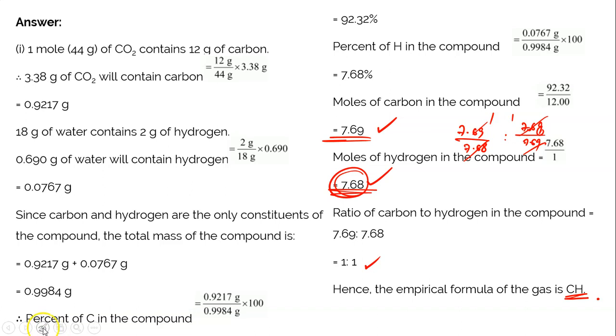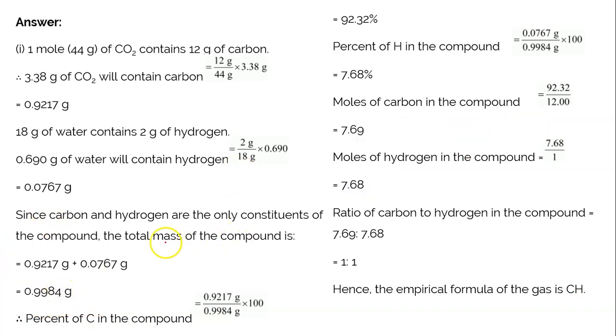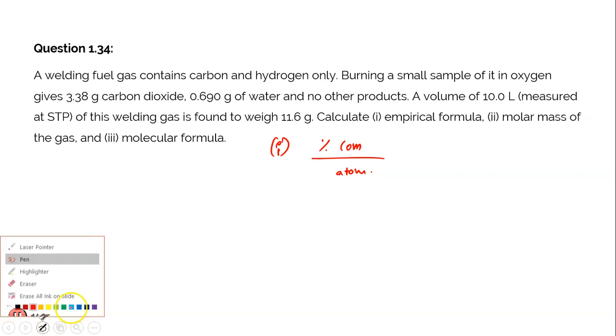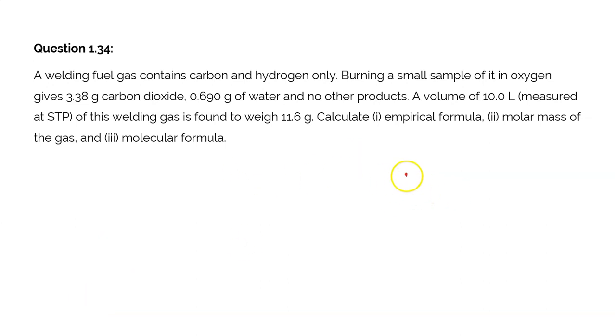CH is the empirical formula. So this is how we solve the question. I hope you have understood this, but in case you are stuck, let me quickly revise once more. You have been given a question in which you were told details about the products. They have given you details about CO2 and H2O which are furnished when a welding gas is undergoing combustion.